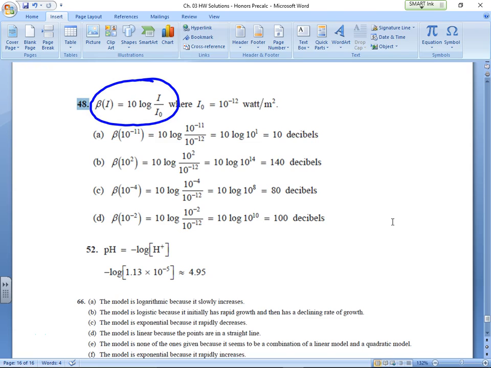Kiddos, here's the crazy part. All my numbers are different. Uh-oh, did you do number 47? Oh boy.